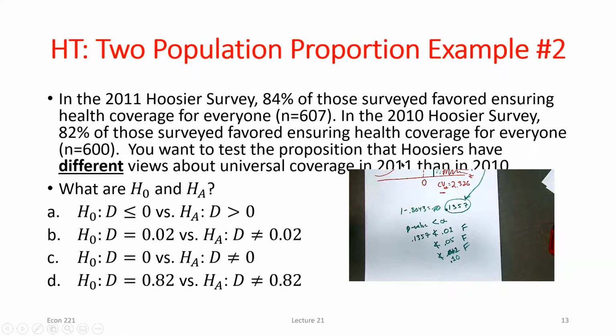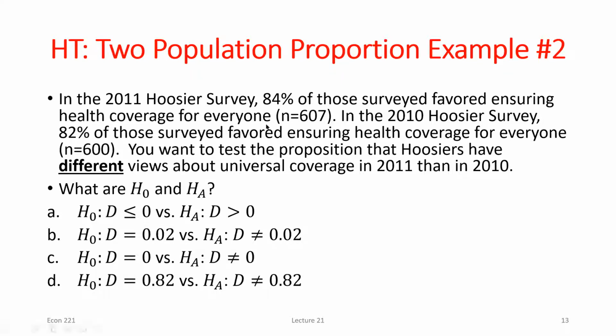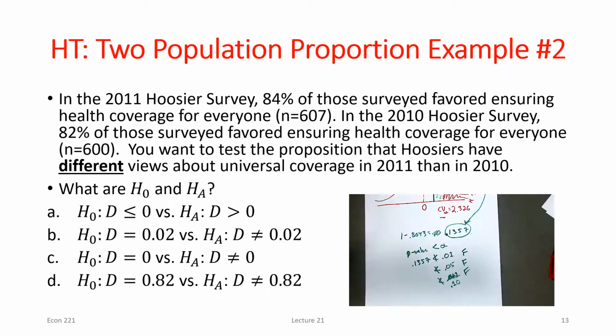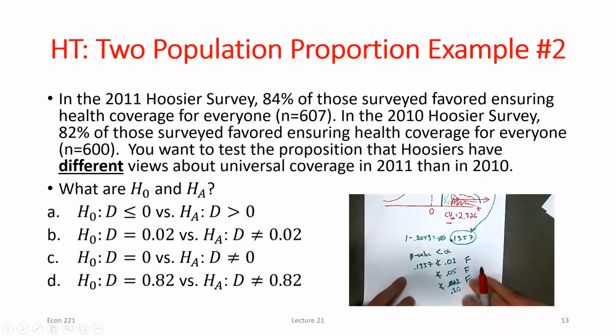Okay. All right. So I worked through this problem earlier, and we built a confidence interval. I want to connect confidence intervals to hypothesis testing when we have these two population differences. So I've got the same setup as that confidence interval example from earlier. 84% of people were in favor of healthcare coverage for everyone in 2011, 82% in 2010. And I want to test whether or not they have different views between those two years. So what I'm thinking about there, if I have different views, is something like this.